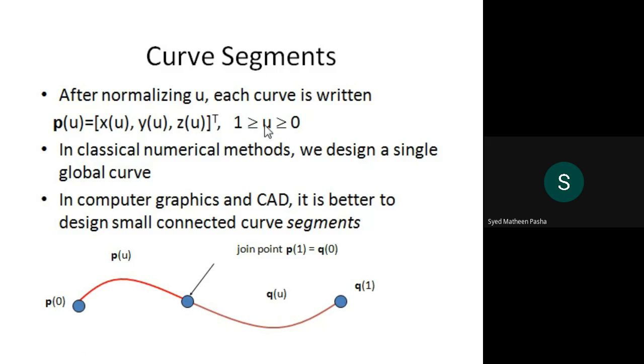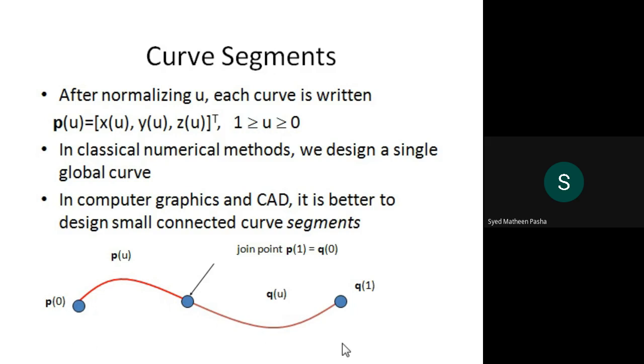That is the initial term we studied in curves and surfaces as well. That is curve terminology. Then in numerical methods, we basically design a single global curve. That is how to start with curves: you start drawing with a single initial curve. That is a classical numerical method where you are just drawing a single curve. How will we use curve segments in computer graphics? In computer graphics, it is better to design small connected curve segments such as this. This is one segment and this is another segment. So we will be using these kinds of curves in computer graphics.